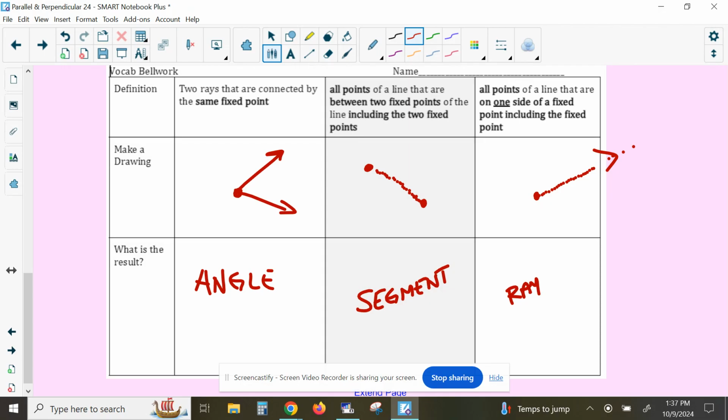So remember, when you get weird wording, just don't quit on it. Instead, just start drawing stuff that they say, because after you draw it, you're like, oh, I could see that, that's a segment, or that's a ray, or that's an angle, even if the words are weird.